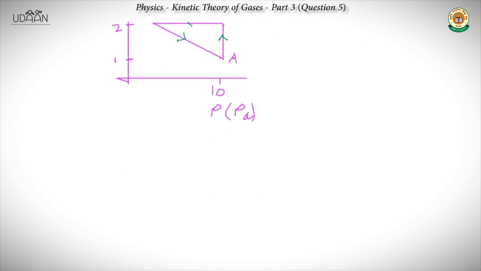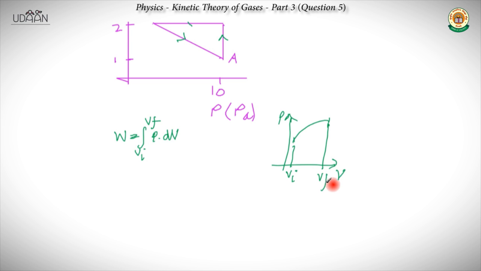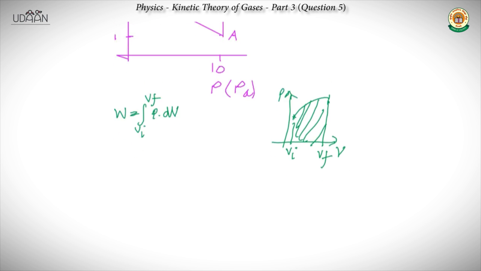So basically we see that the work done is the integral of P dV from Vi to Vf. Now suppose we are given a graph of P versus V, and this is a process from here to here, from Vi to Vf, and we are told to find the work done. If we do this integration, P dV comes out to be the area under this curve.